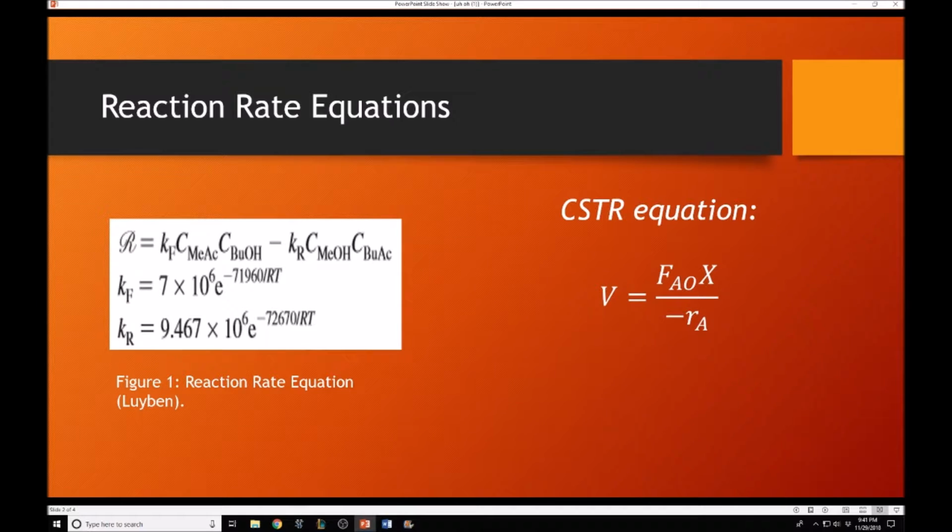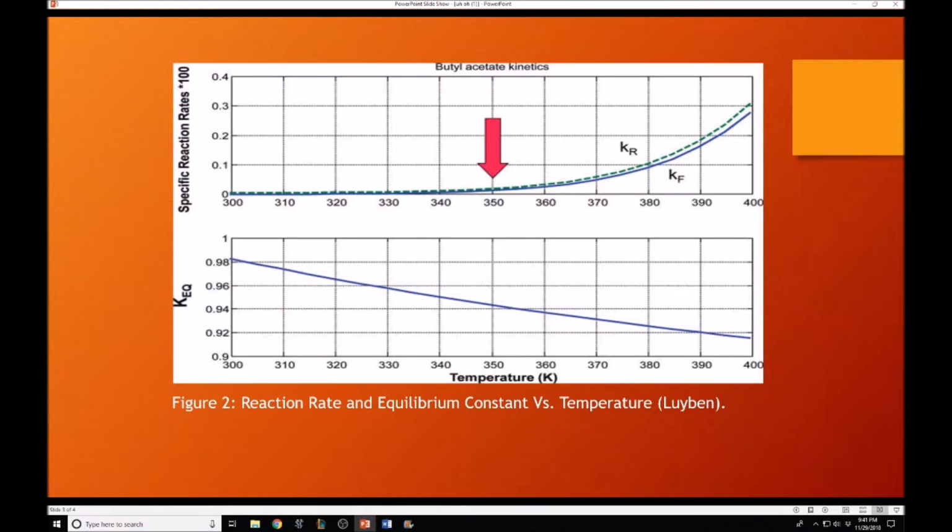Now, since this project involves a reactor, it might be a good idea to look into the reaction rate equations that describe our reactor. For these, we found them in a journal published about the reaction rate of butyl acetate. These are the three equations on the left, and we related them to a CSTR through temperature and flow rate. On the next slide, we can see how the temperature affects the overall reaction rate of the reactor. Highlighted by the arrow, the optimal temperature at which our reaction should occur is around 350 degrees Kelvin.